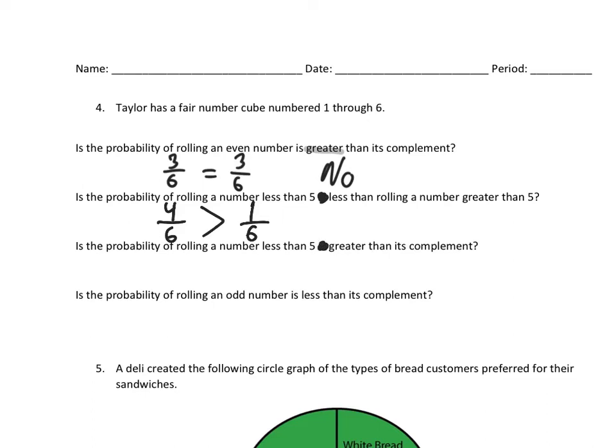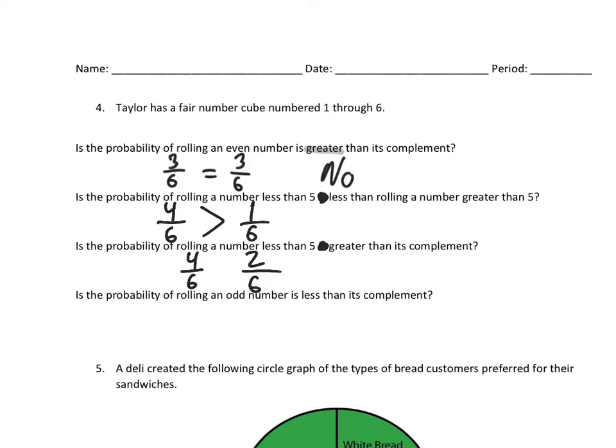So, probability of rolling a number less than 5, well, there's 1, 2, 3, 4, so that's 4 numbers out of 6. And the complement of not rolling a number less than 5, well, there are only 2 numbers that are not less than 5. We got 5 and 6, right? So that's 2 out of those 6 numbers.